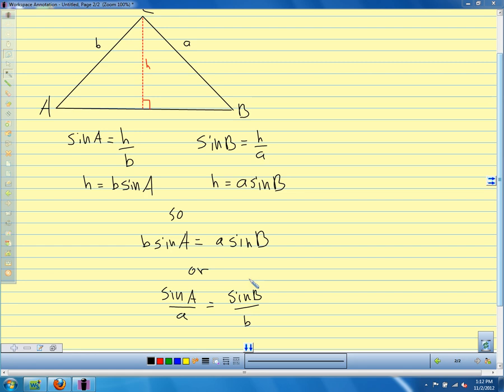So this is why the law of sines works, because I can draw this height and then use what we know about right triangles to find the height. Does that make sense? All right. Let's do a couple of examples where we're finding missing parts of triangles using the law of sines.